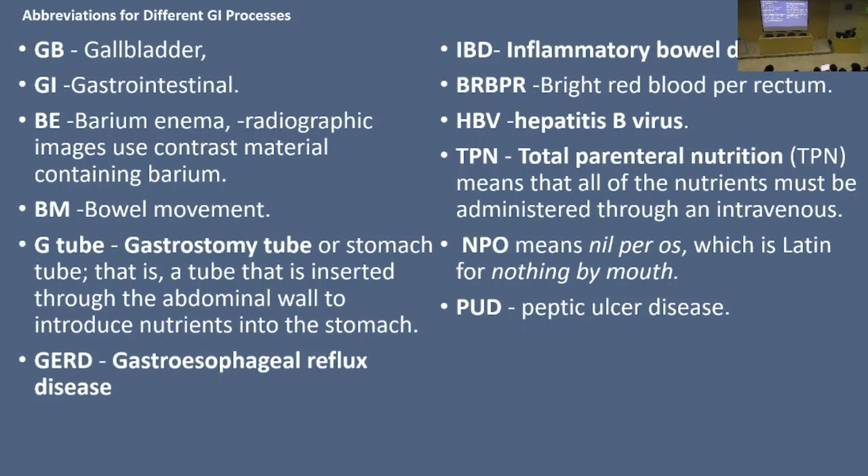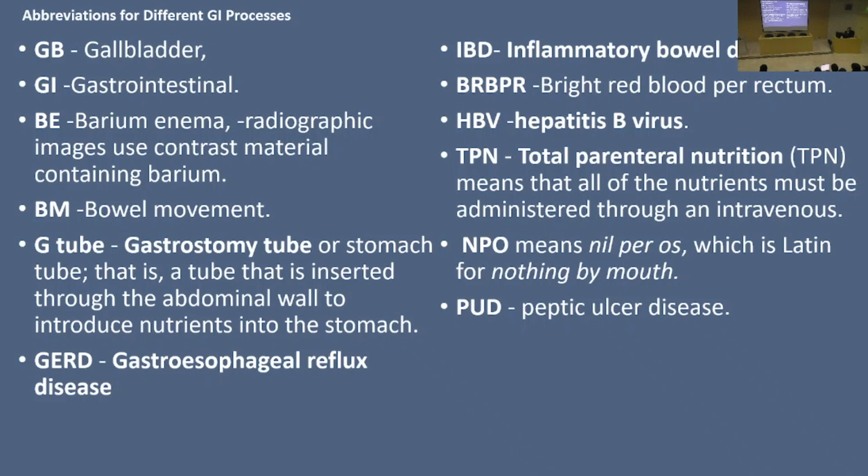BM, we need to know that means bowel movement. G tube, this is your gastrostomy tube, a stomach tube. It's a tube that's inserted through the abdominal wall to introduce nutrients to the stomach. You might have seen somebody have that. The food is going directly into the stomach, missing the esophagus. GERD, we know that from our very first slide, gastroesophageal reflux. We have to know that.